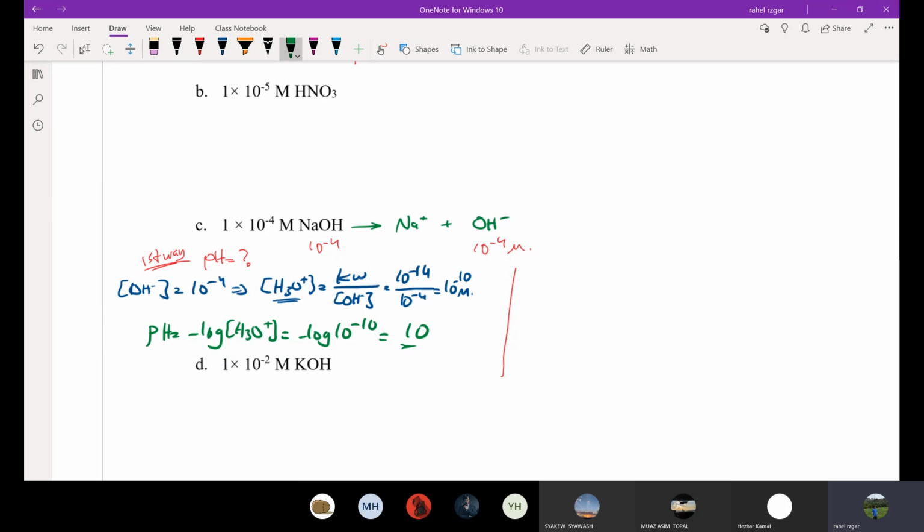Then the amount of H3O is 10 to the power -10. Then pH is 10. As you can see, 10 is basic, so NaOH is also a base. Yes, so it's true.